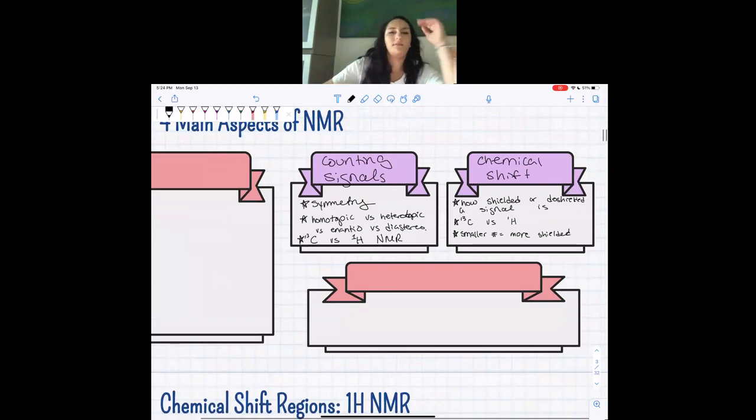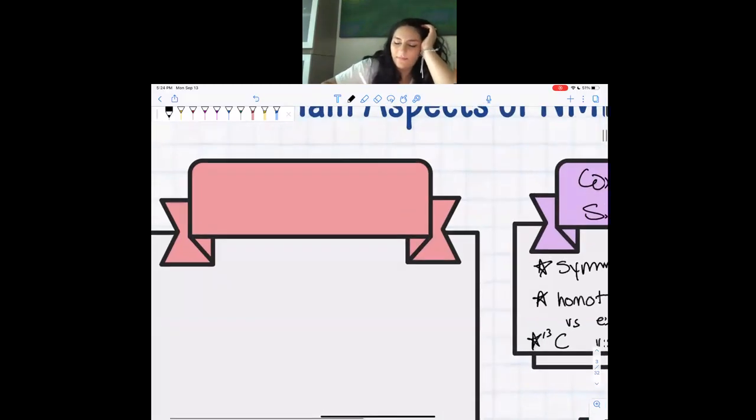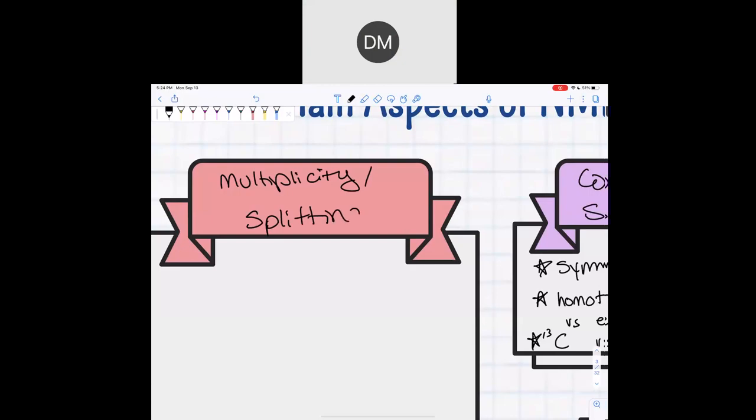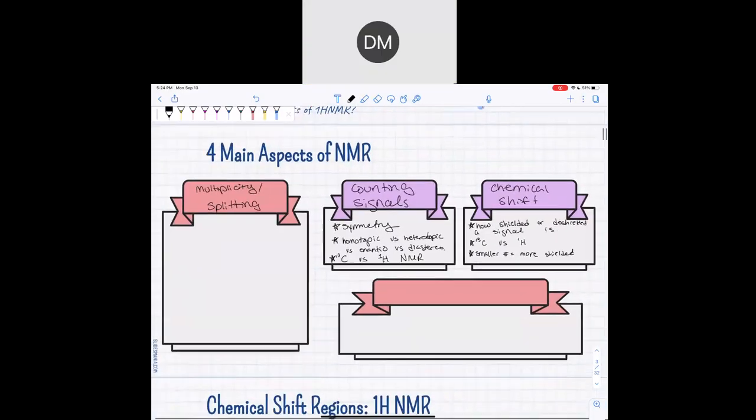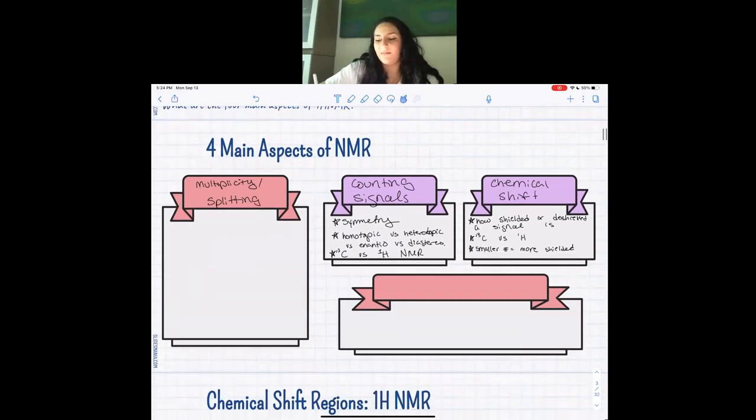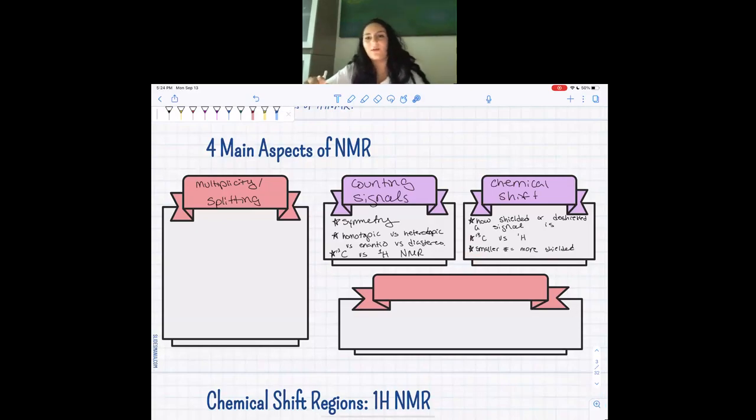Next up, we have multiplicity slash splitting. Yes. What did that say? Smaller number is what under a chemical shift? Smaller number is more shielded. So the higher the number gets, the more deshielded it is. So the lower it is, the more shielded it is. Okay, thank you. You're very welcome.